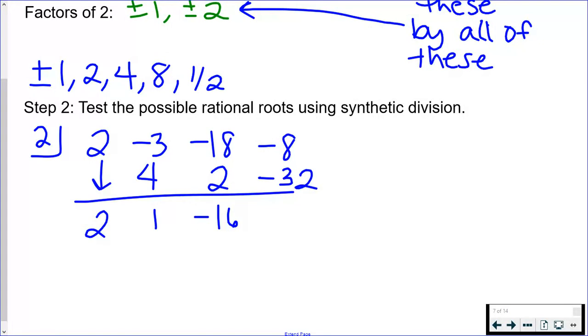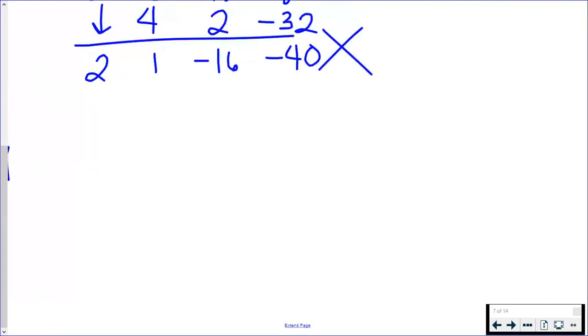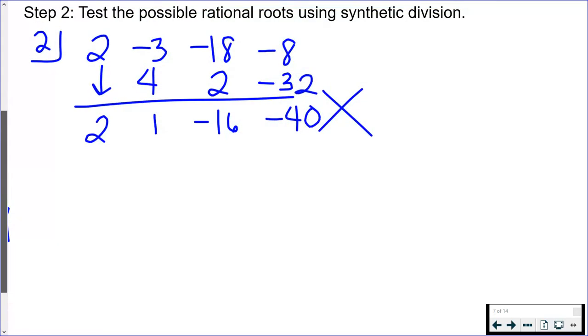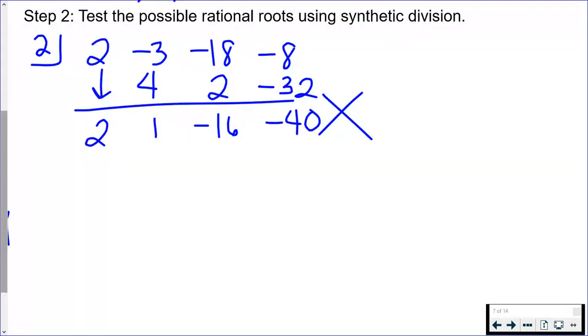Now, my remainder is not going to equal 0 here. I just did it really fast, but that was my synthetic division. So because my remainder is not 0, I'm going to have to try again. That's where all of the guessing and checking comes in. So now let's test 4 instead. Again, you can test whatever numbers you want, but I'm going to go with 4 this time.